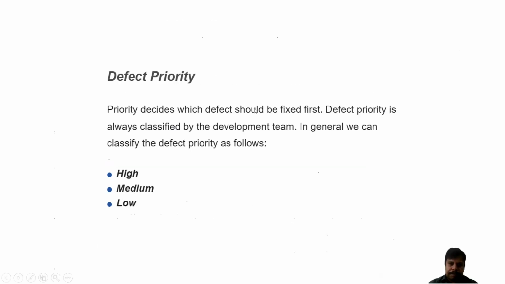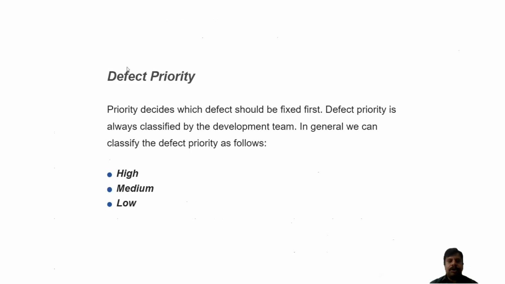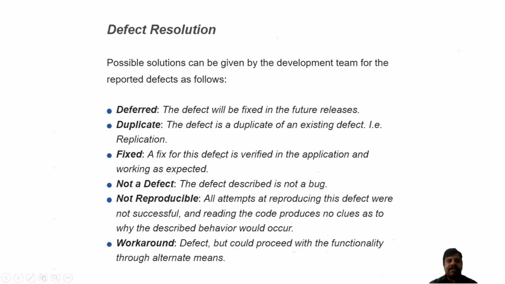So after defect severity is identified, defect priority will come into the picture. The priority decides which defect should be fixed first. Defect priority is always classified by the development team. In general, we can classify the defect priority as follows: high priority, medium priority, and low priority.